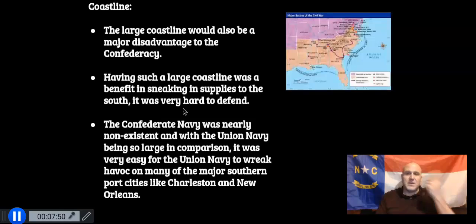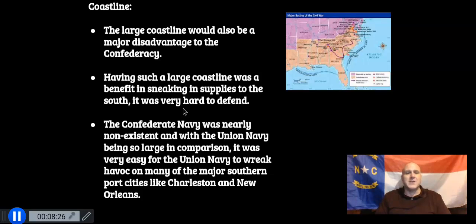The coastline, even though the location was an advantage, was also a disadvantage to the Confederacy. Advantage because, hey, we have 1,600 coastline miles, right? All the fighting comes to us. We know the location. However, having such a large coastline made it easy to sneak supplies in and out of the South. It was hard to defend. They did not have enough ships to defend this coastline. If there was a ship guarding this area, that Union ship would just travel a couple miles down and there would be wide open space to attack the land.